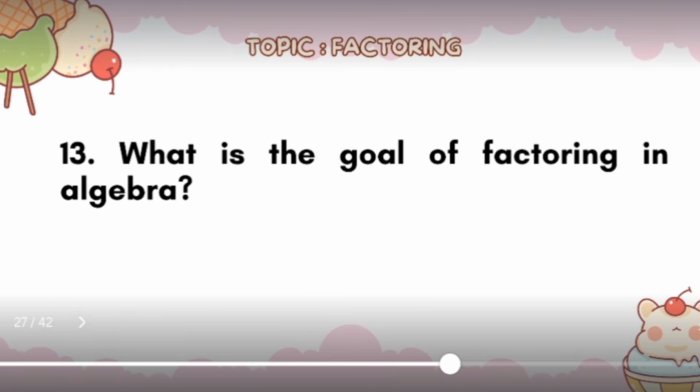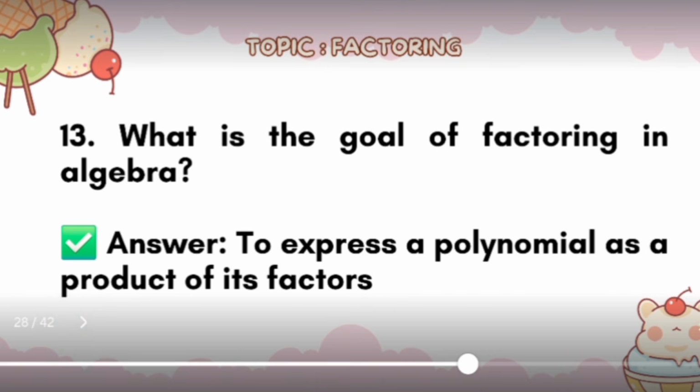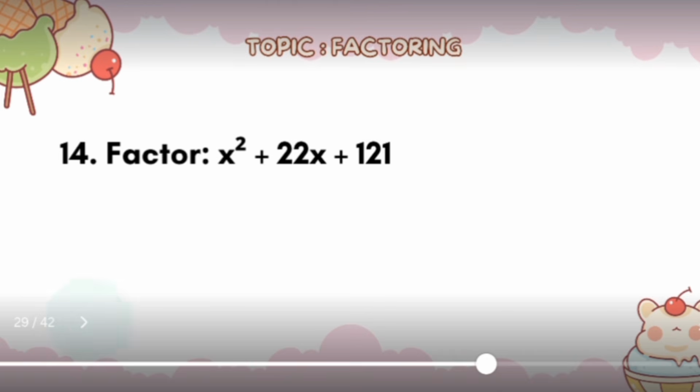Number 13. What is the goal of factoring in algebra? So the very goal of factoring is to express a polynomial as a product of its factors. Take note that factoring is the reverse process of multiplication, in which we are writing the factored form to represent the product. Again, if you are having confusion with the concepts of factoring and special products, you may check our Canvas module.